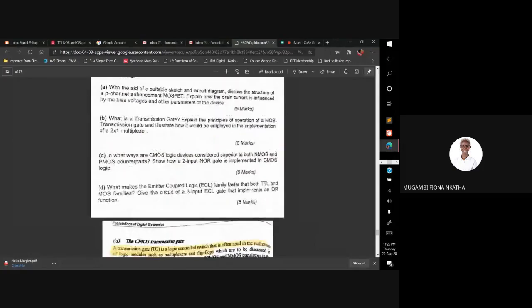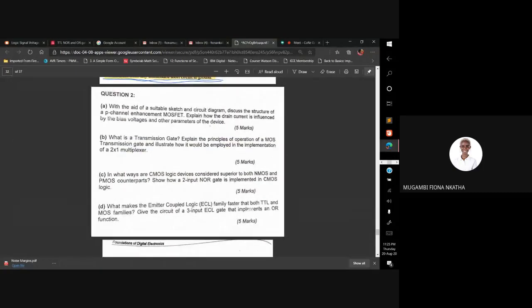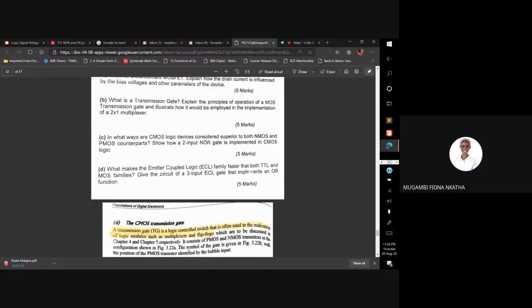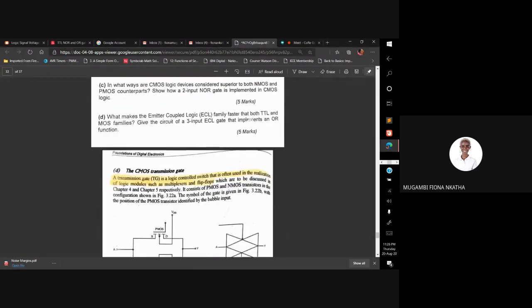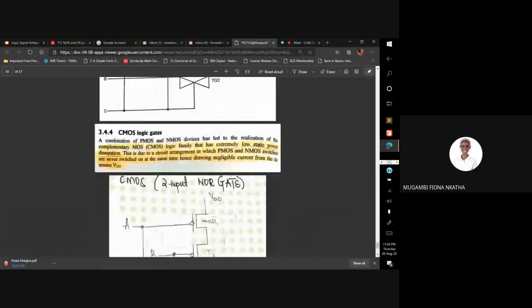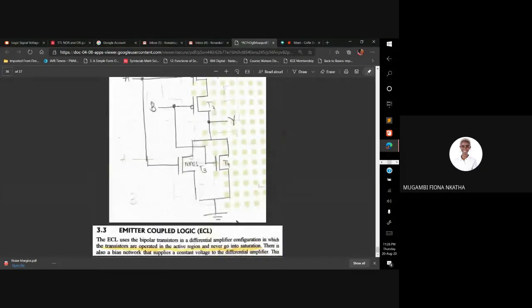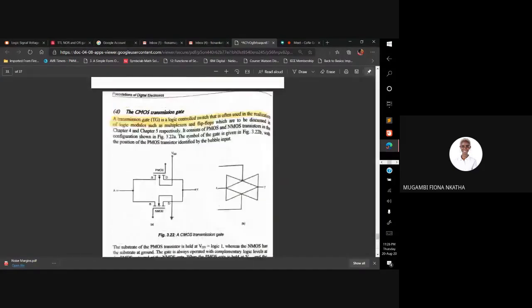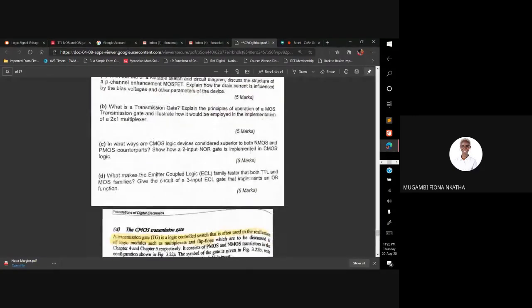Then, because you've been shown how CMOS works, what makes the ECL family faster than both the TTL and MOS families? ECL is faster because, we say, it does not go into saturation. Because of that, it's much faster. I hope I've not forgotten anything there.